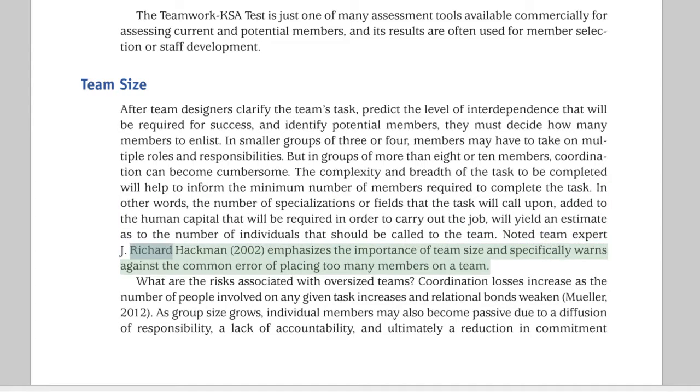Noted team expert J. Richard Hackman, 2002, emphasizes the importance of team size, and specifically warns against the common error of placing too many members on a team. What are the risks associated with oversized teams? Coordination losses increase as the number of people involved on any given task increases, and relational bonds weaken. Mueller, 2012. As group size grows, individual members may also become passive due to a diffusion of responsibility, a lack of accountability, and ultimately a reduction in commitment.